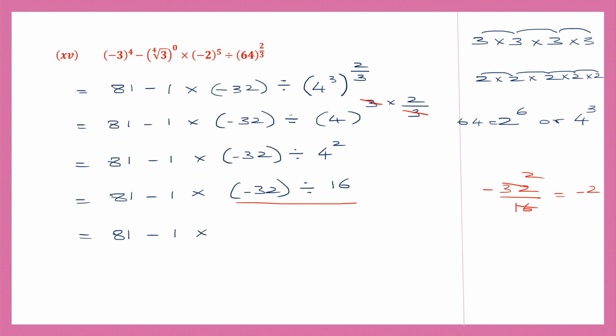So let's write that here. So this is minus 2. So now what do we have? We have subtraction and multiplication. So we have to do multiplication now because according to BODMAS that should be done before subtraction. So this is 81. Now here minus 1 into minus 2. Minus into minus is plus, 1 into 2 is 2. So 81 plus 2 is 83. So what is our final answer here? Final answer is 83.